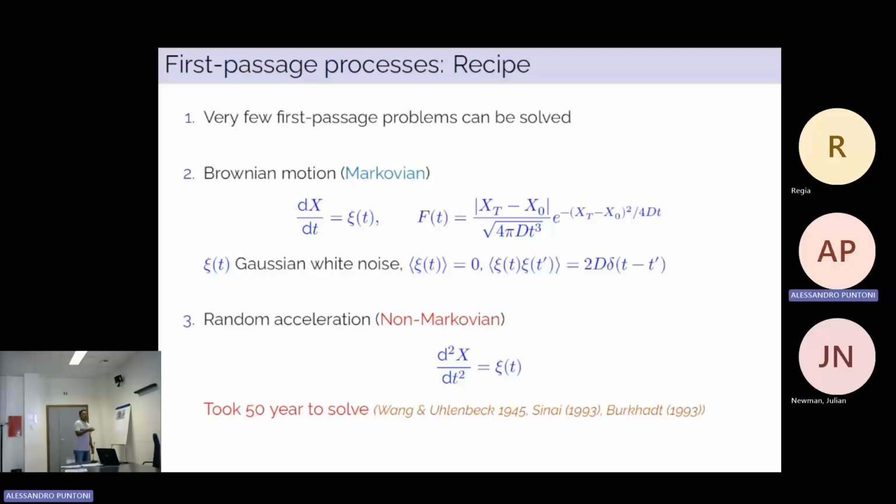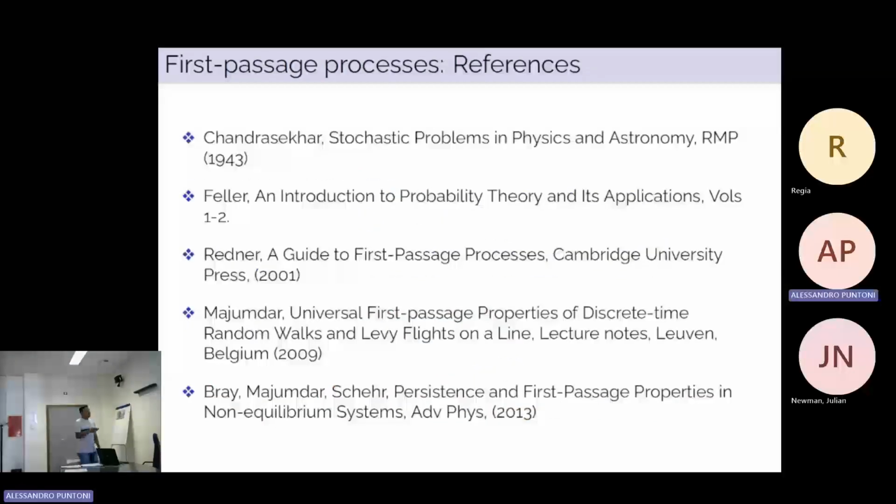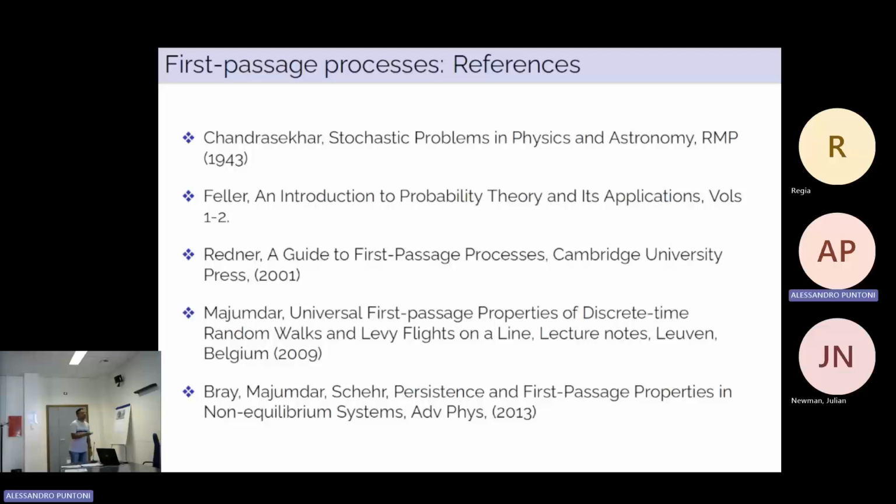This problem took 50 years to solve. It was first proposed by Wang and Uhlenbeck, and then solved by Sinai and Burkhardt for the discrete and continuous cases. There are still many first passage problems that people are interested in and that are very difficult to solve. These are the references if you want to have a quick look.